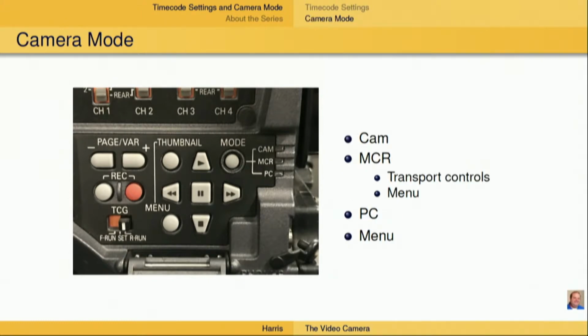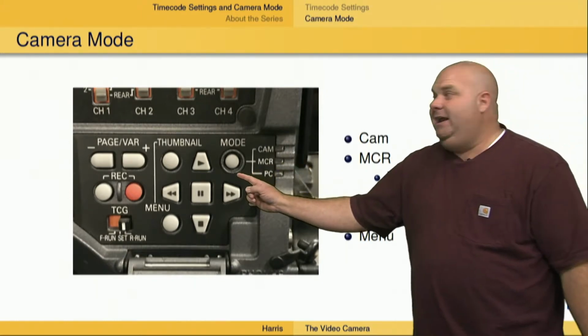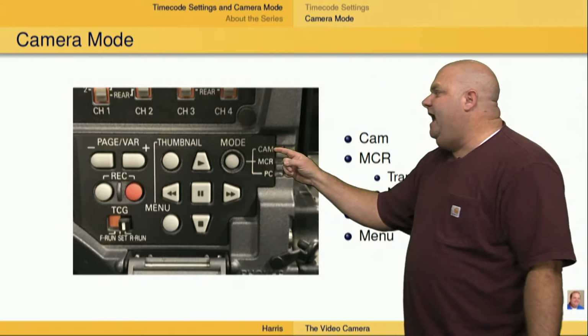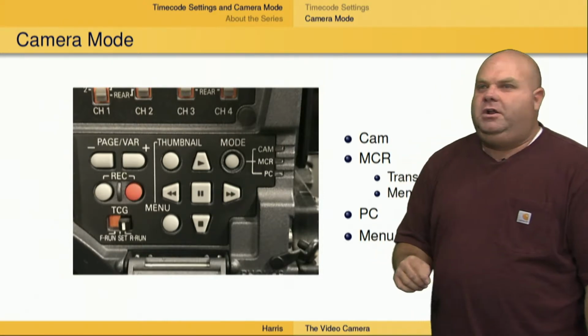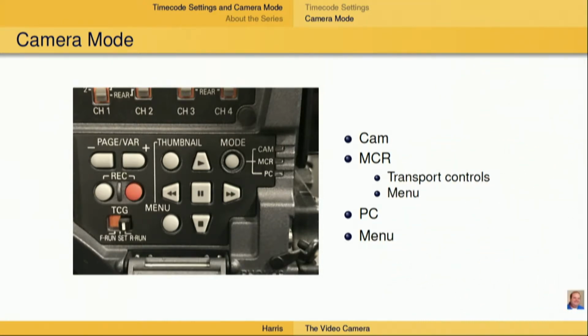So that's how timecode generators work on this particular camera, and it's generic for many cameras that are like this. I also want to let you know the camera mode. We've got a mode selector switch that's right here. On this camera, we've got 3 settings: cam, MCR, and PC. This is common for most cameras in today's world. You're going to have the camera mode, which is normal recording mode for that camera. You're going to have something that's related to a playback mode.